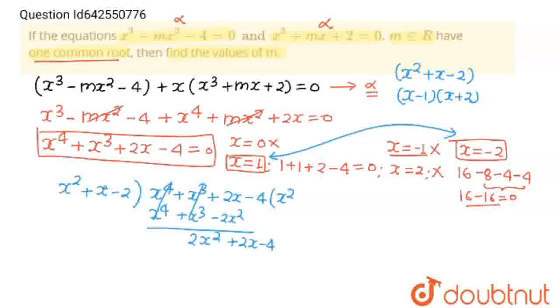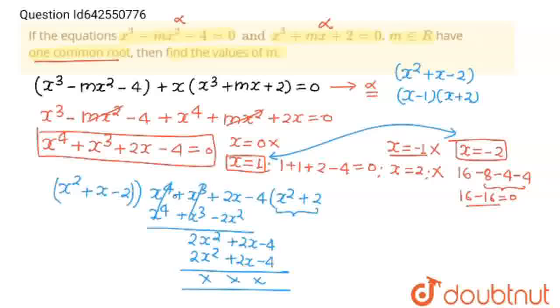minus 4. Now here you can see this is x square and this is 2x square. So I'm going to multiply this with plus 2. So this will become 2x square plus 2x minus 4. And this will get cancelled out. Okay. So here you can see this whole term is equals to this into this plus remainder. Okay. Divisor into quotient plus remainder.